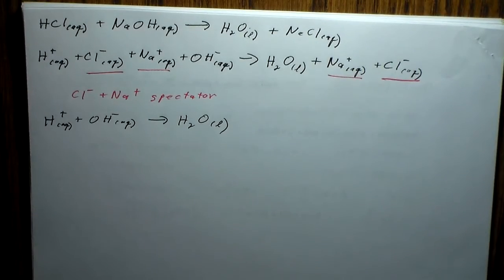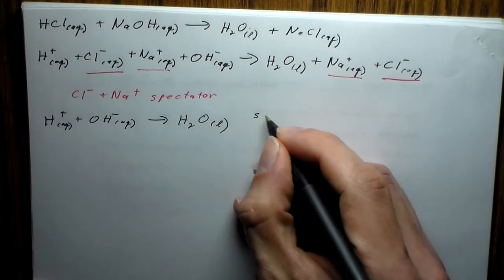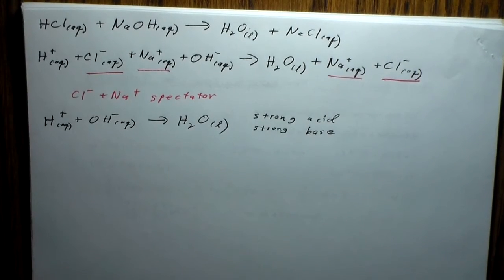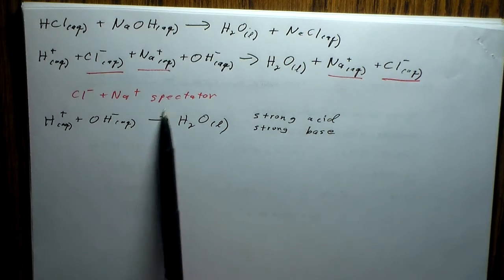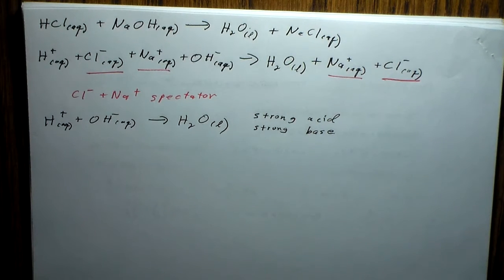Now, this is really going to happen for any strong acid and strong base. If I have any strong acid and strong base, the other stuff is just going to be spectators. So this is just going to be H plus plus OH minus gives me water. And if you do this kind of reaction, and let's say I'm using HCl and sodium hydroxide to give me water, this will actually release a lot of heat. It'll get quite hot. It's a very exothermic reaction.